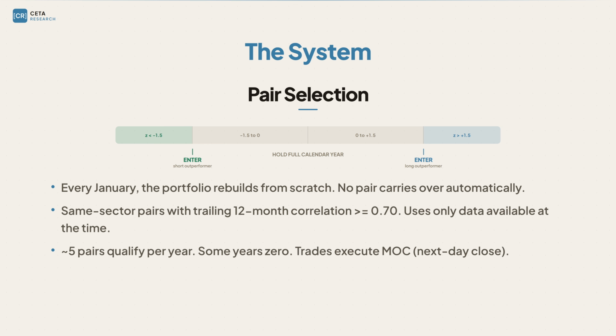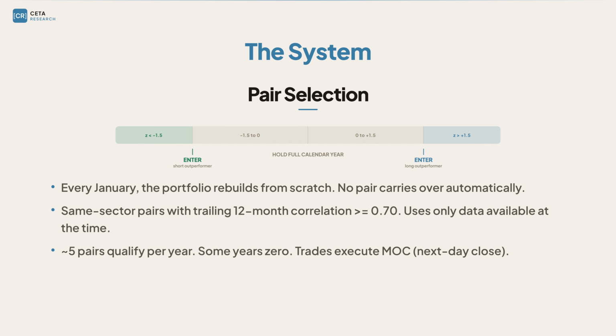The first is pair selection through annual reconstitution. Every January, the portfolio rebuilds from scratch. No pair carries over automatically. The selection uses only data available at the time, market cap and prior year prices for correlation. No future information leaks in.